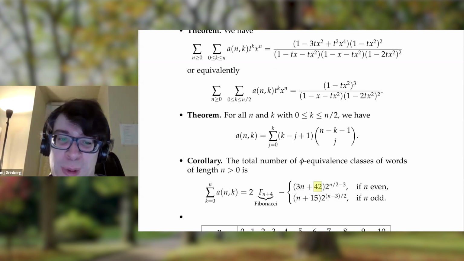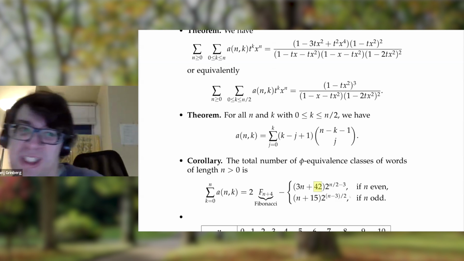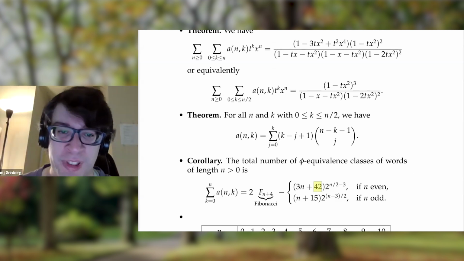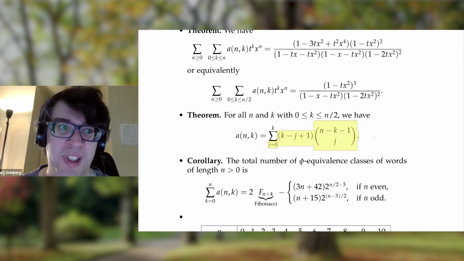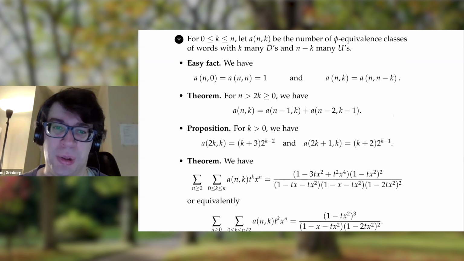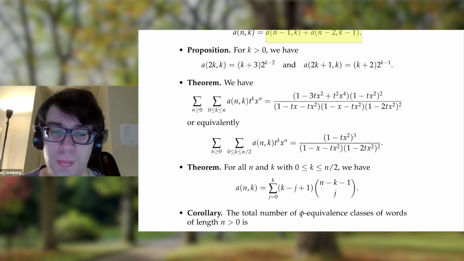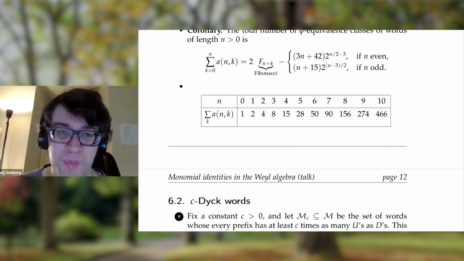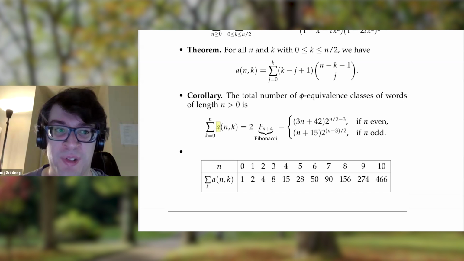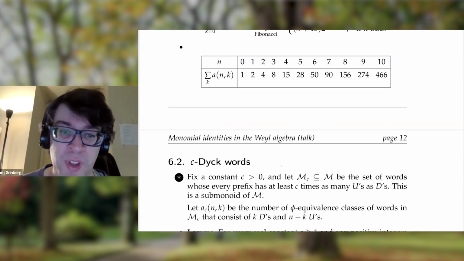I like to say that this formula combines Fibonacci numbers and Catalan numbers. But really, this is a formula that you get when you just take this sum over k and simplify it in fairly standard ways. You can also get it from this recursion. So much for the enumeration of all the words, or of the classes of all the words.